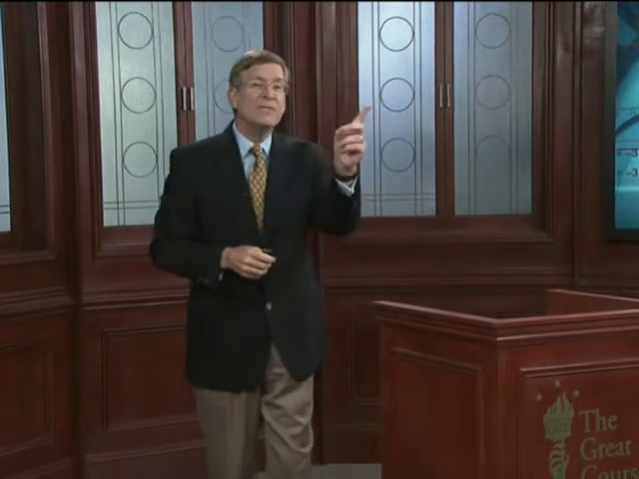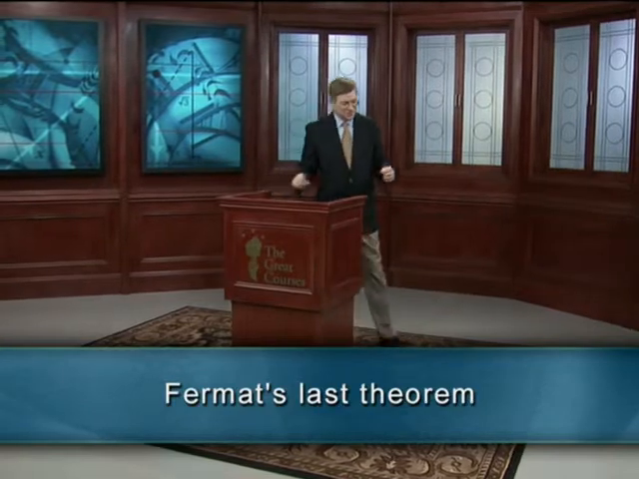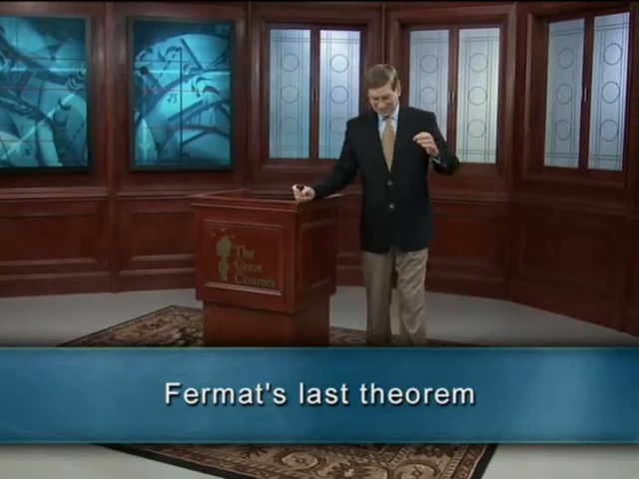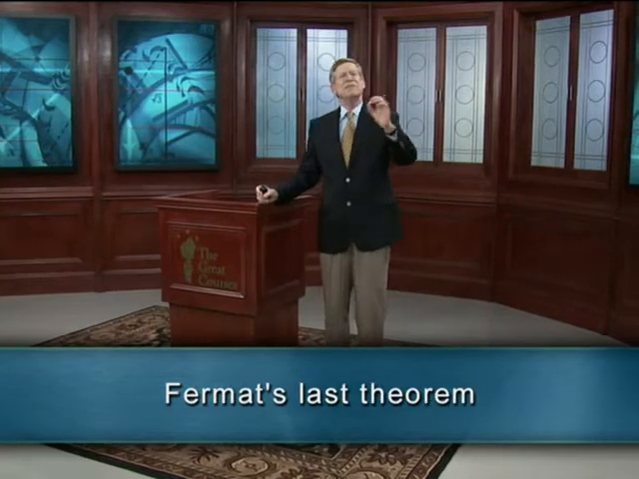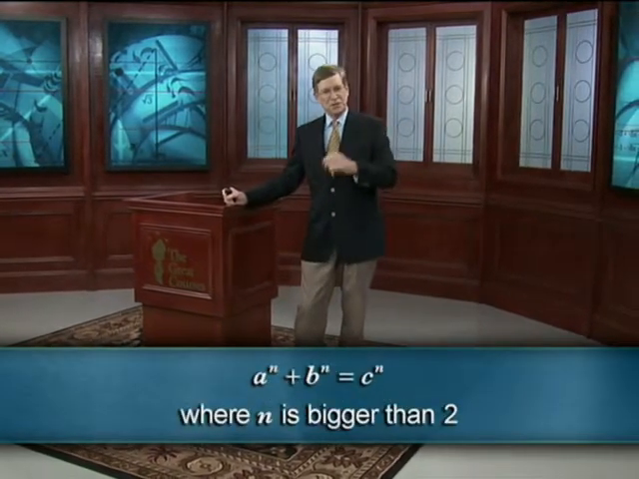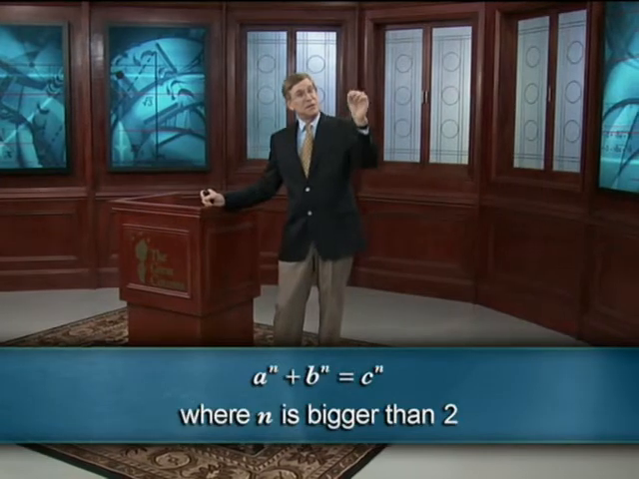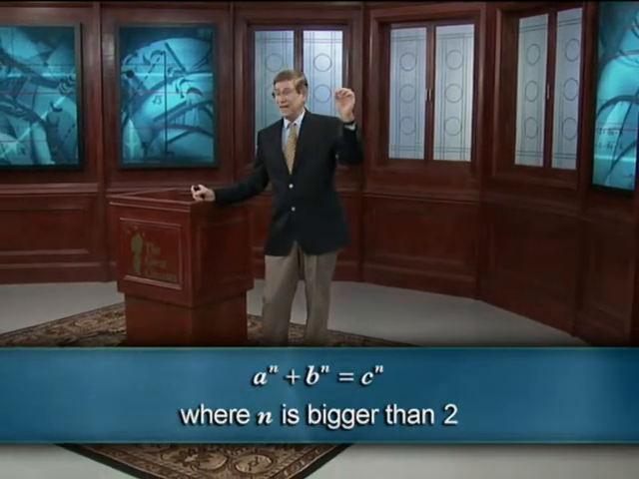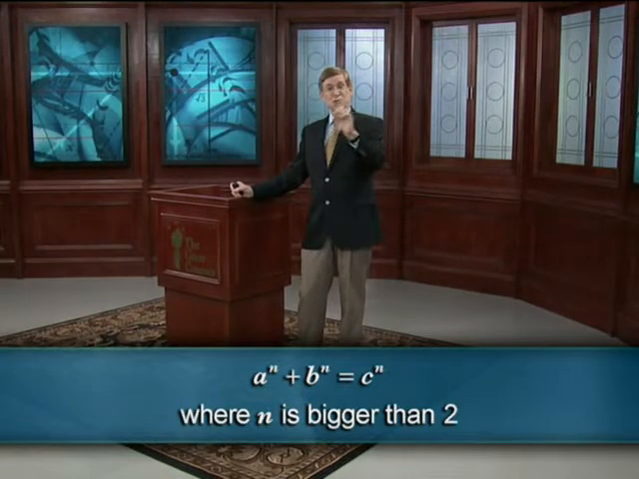Well, mathematicians have tried for hundreds of years to find solutions to that equation. It's even worse. They changed the exponent not to 3, but to 4, or 5, or 6, or any integer, and they never found a solution. And this is called Fermat's last theorem. Fermat hypothesized that you would never find such a solution. That the equation A to the n plus B to the n equals C to the n, where n is bigger than 2, has no solutions.